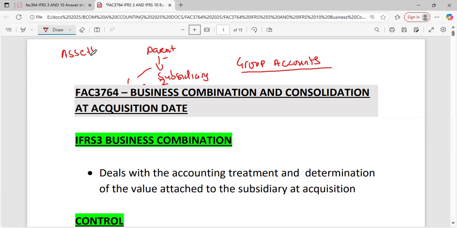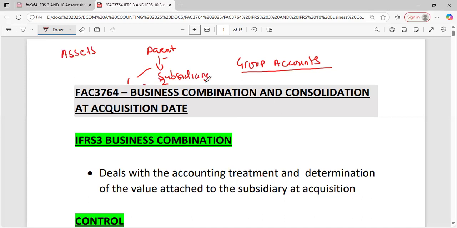The same applies to the group profit and loss. We are going to combine the income and expenses, then we have a group profit. So in simple terms, that's group accounts. So we're going to focus much on consolidation.